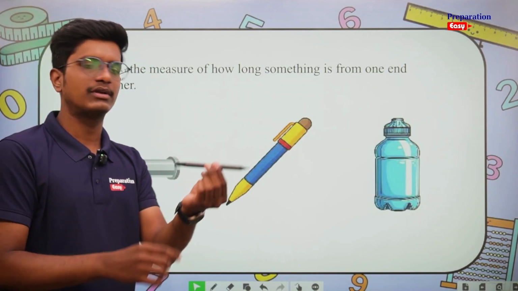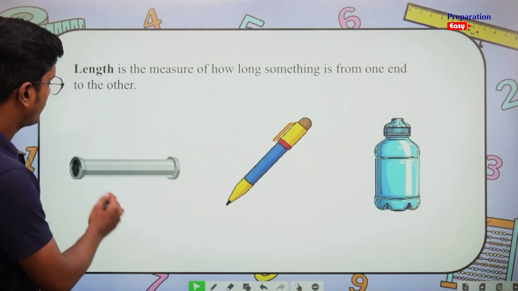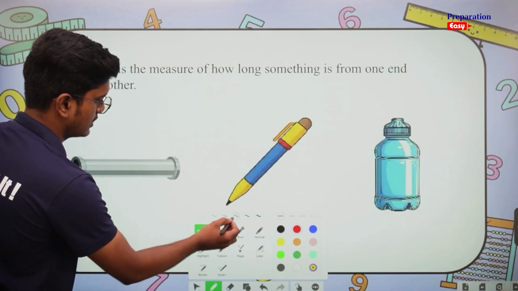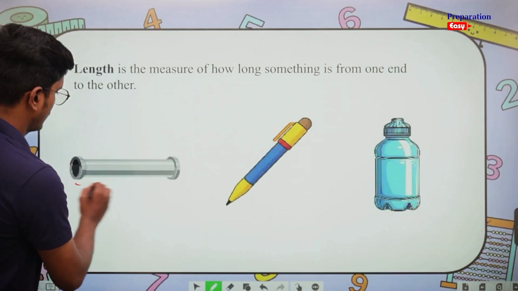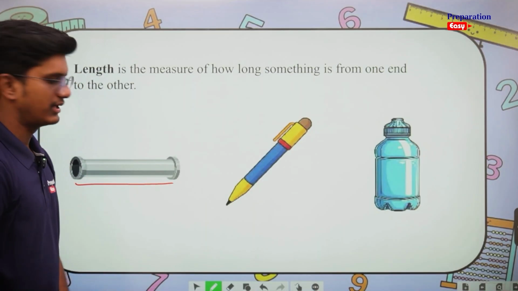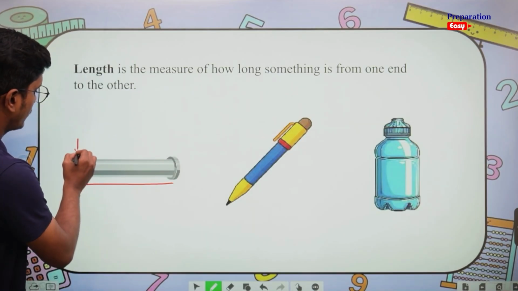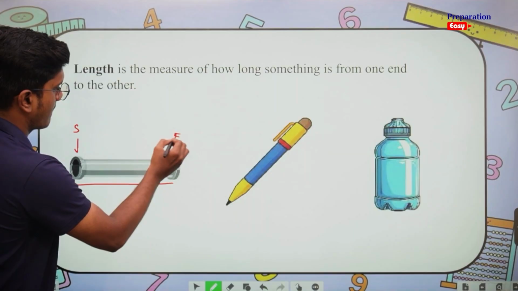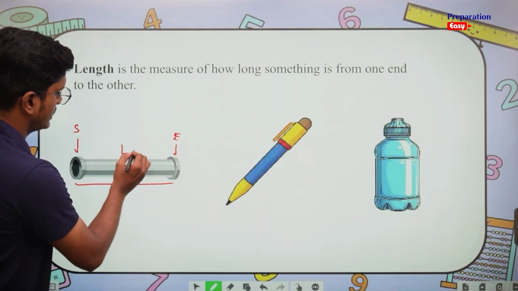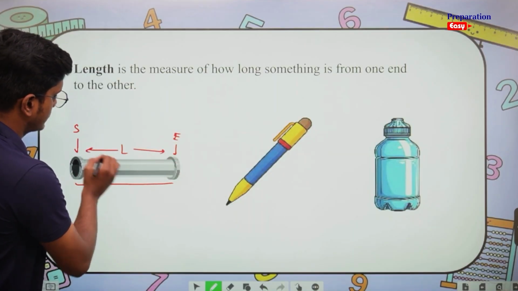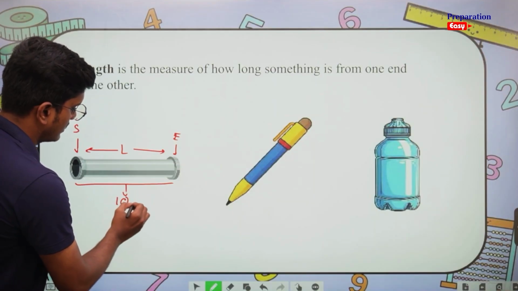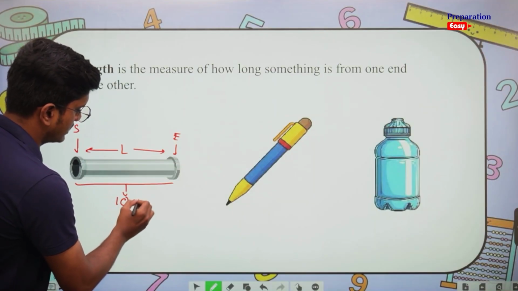I showed you the example of this pen. We have a pipe over here, right? It has a starting point and an ending point. Whatever comes in between is the length. We are assuming that this pipe is of length 10 centimeter right now.